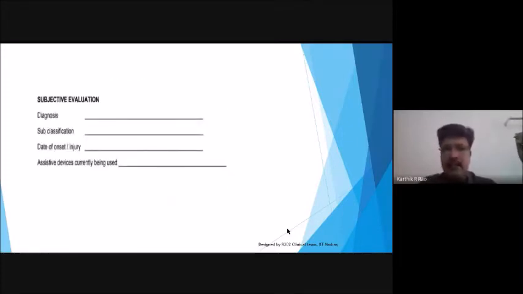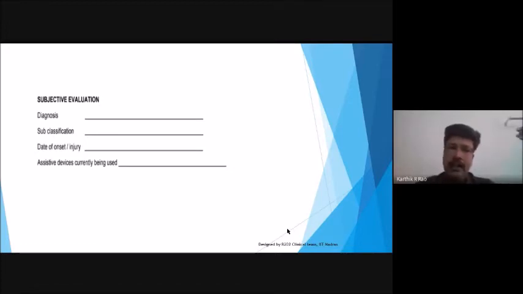The next thing we would look at is the subjective evaluation. We're going to find out what the diagnosis is. Most of the time we find it is a spinal cord injury, but it could be other cases as well, like congenital spinal issues, or issues related to tumor or trauma. We're also looking at the onset, which could be an injury, or it could be a slow insidious onset like a tumor. Or it could be some other conditions in which the bones are weak, or there could be muscular dystrophy and other conditions.